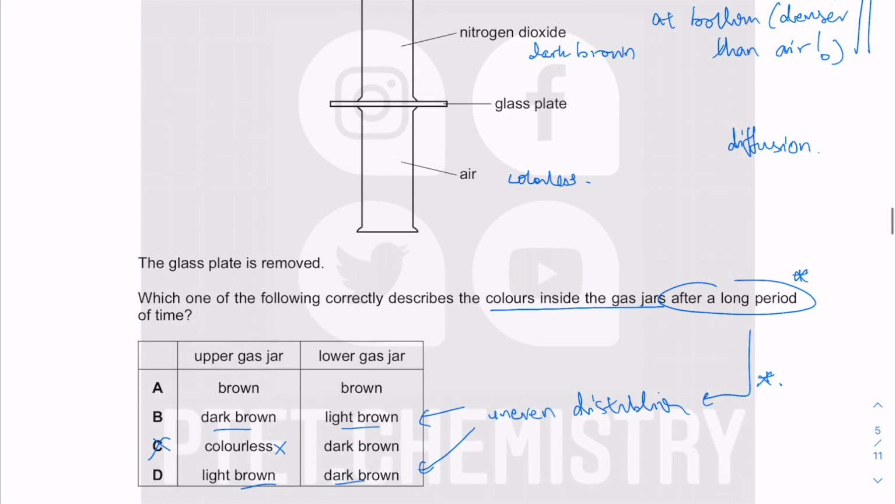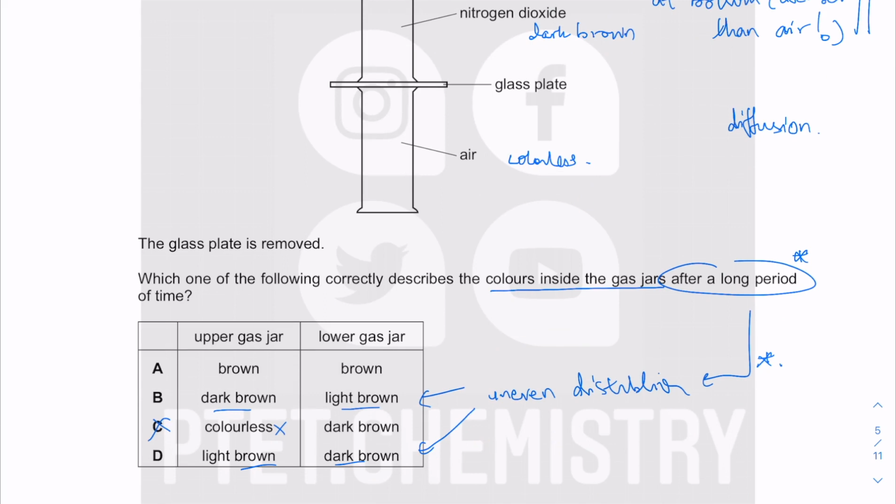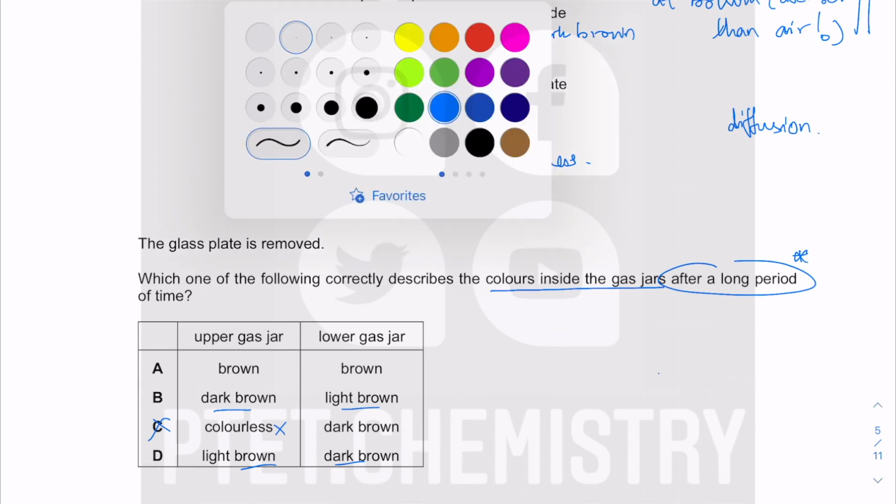Which means we are expecting more dark brown, but there will be some of them that have enough energy to move around, so we're expecting light brown there. So I was incorrect to say that B and D are uneven distribution, and the uneven distribution has to be like that as a result of the difference in density.